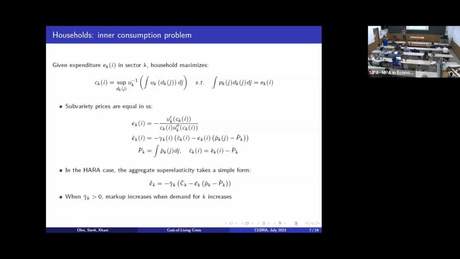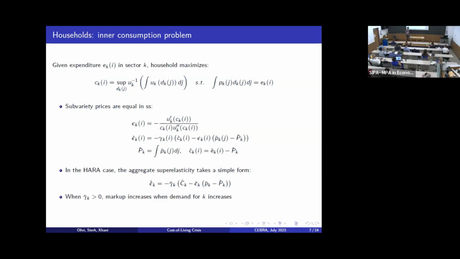When U is a power law, you have CES, and this elasticity of substitution across goods is going to be constant. When U is not a power law, the elasticity of substitution is going to depend on how much you decide to spend in category K. And basically, you're going to have a super-elasticity of this elasticity with respect to income. Okay, in the baseline case, we're going to have that gamma_k, this super-elasticity, is positive.